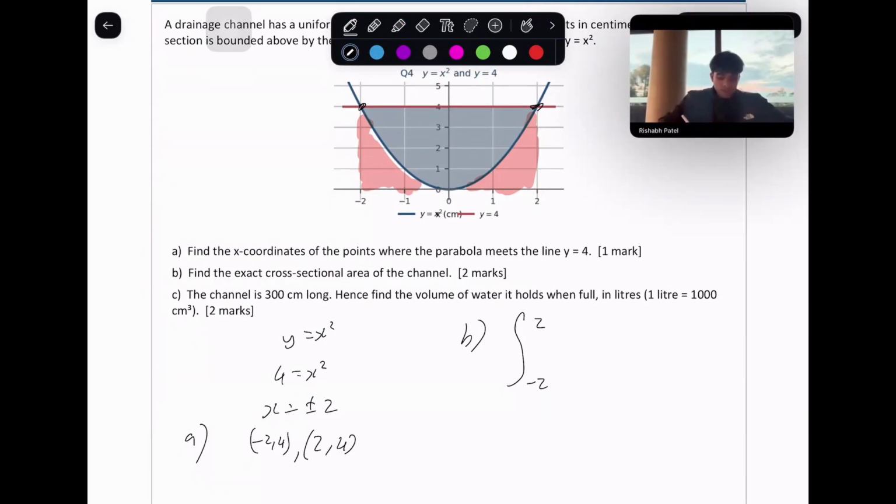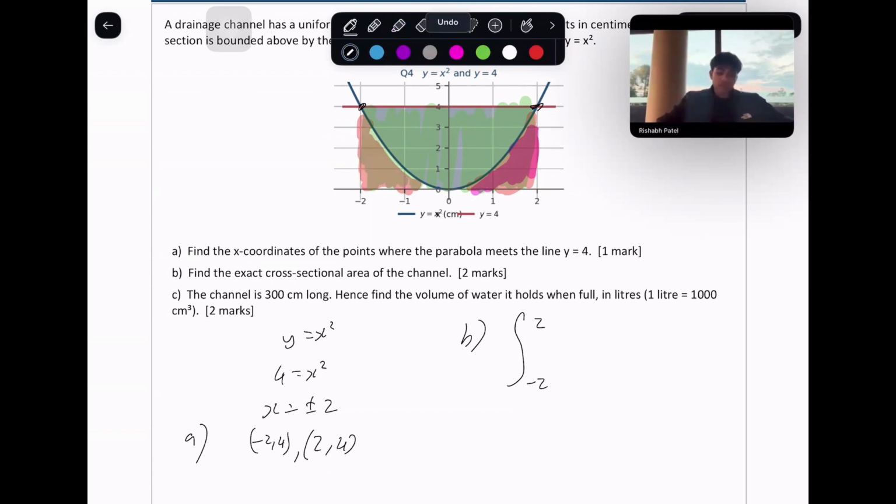As said, if you integrate from -2 to 2 for the parabola, you end up getting this red area here. And if you integrate for the straight line of y equals 4, you end up getting this entire area in green here. So you'll notice that the overlap between the integrations is this area here. The area that we want is just this green area that's left here.